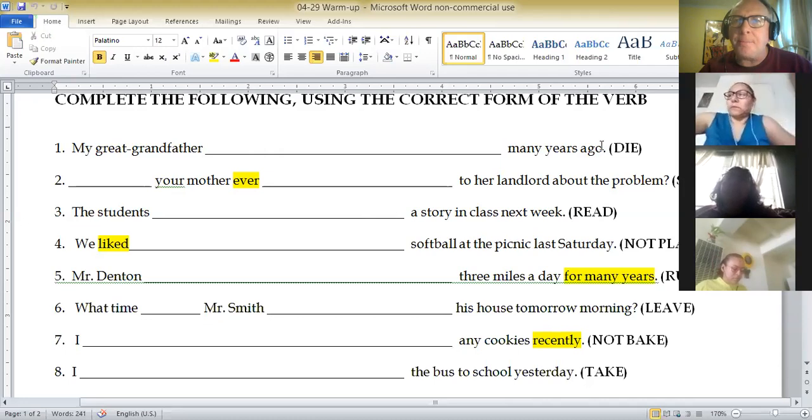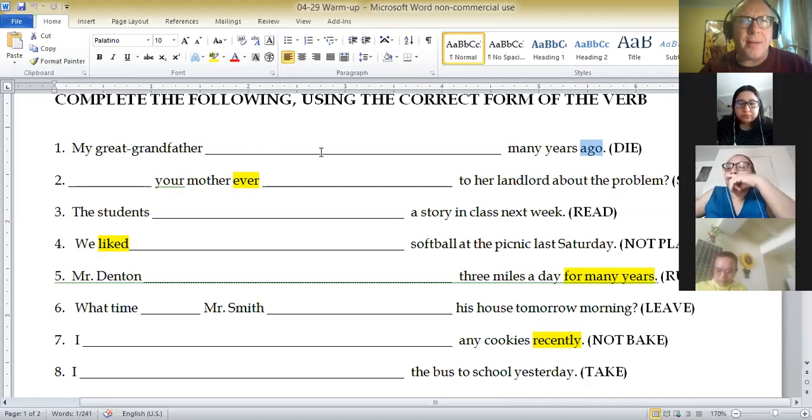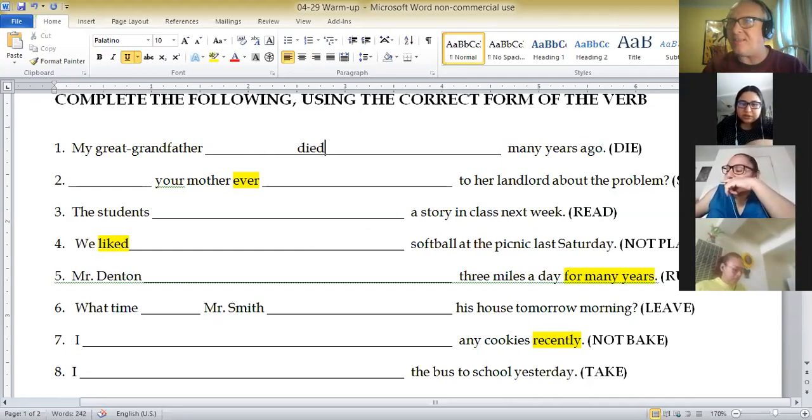The first one has the word ago. Ago is going to be past, present, or future? Past. Past, certainly. So we're going to say D-I-E-D. Nothing fancy there. Died. My great-grandfather died many years ago.